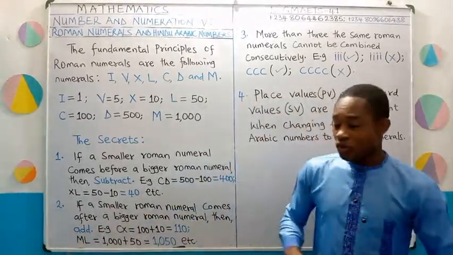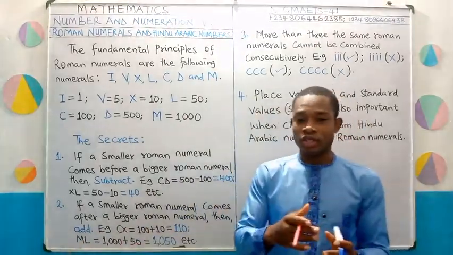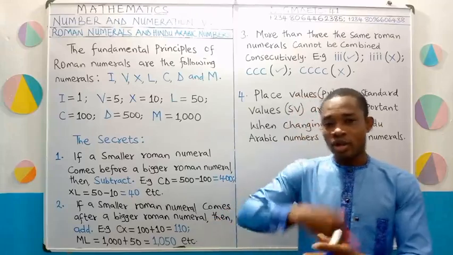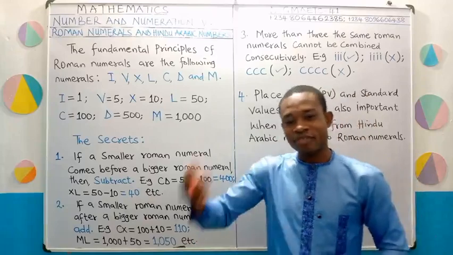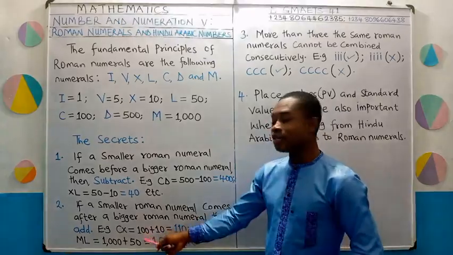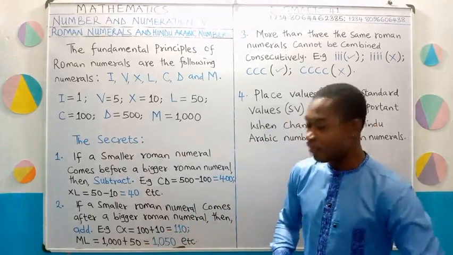I have some examples here on the board to show you that. CX. C is 100. X is 10. So you see the smaller numeral X comes after the bigger one. It appears after the bigger one. And so looking at that, you're going to add. It's going to be 100, which is the value of C, plus 10, which is the value of X.